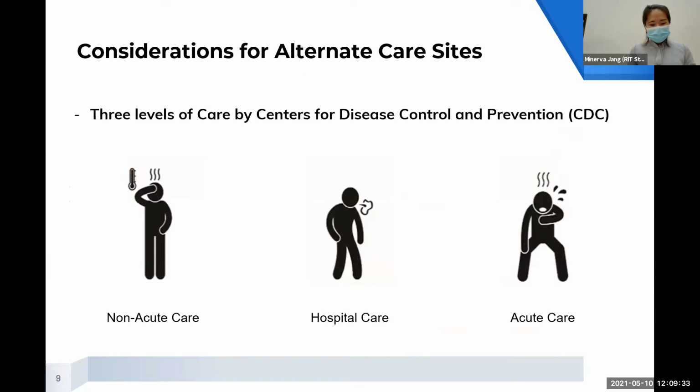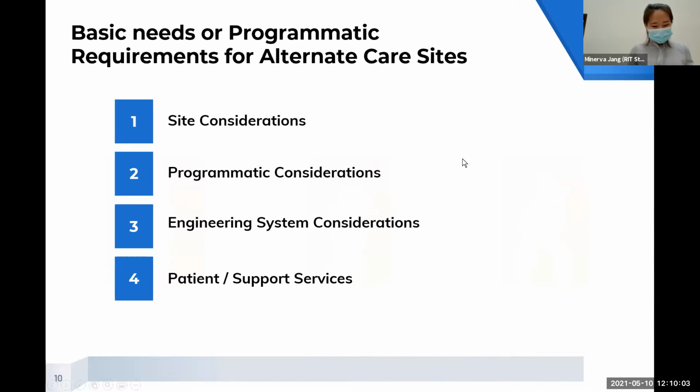There are 3 levels of considerations for building alternate care sites by CDC guidelines. First, non-acute care is for patients who have mild or moderate symptoms of COVID-19. Next, hospital care is mid-level care for COVID-19 patients who have moderate symptoms. Lastly, acute care is for COVID-19 patients who have severe symptoms such as trouble breathing, persistent pain or pressure in the chest, and inability to walk or stay awake. Acute patients need to be taken care of by staff constantly.